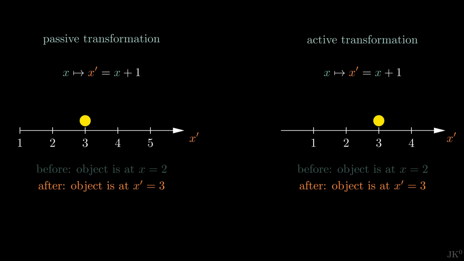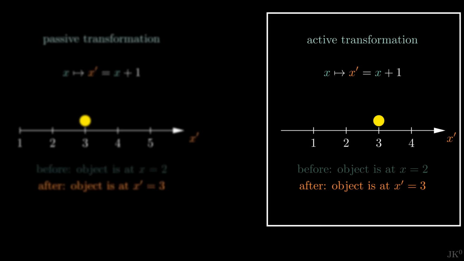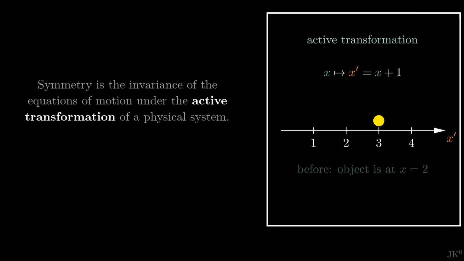Before diving into the mathematical formalism for describing symmetries, I want to make sure that the conceptual aspects are clear. Given these two ways of performing a transformation, we can address the question: what is a symmetry in physics? The invariance under active transformations is what defines a symmetry. This is the transformation that matters when studying the physical laws of a system. This might be the most important take-home message of this video. Symmetry is the invariance of the equations of motion under the active transformation of a physical system.